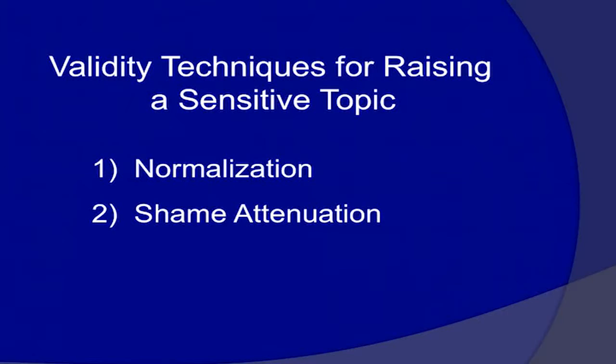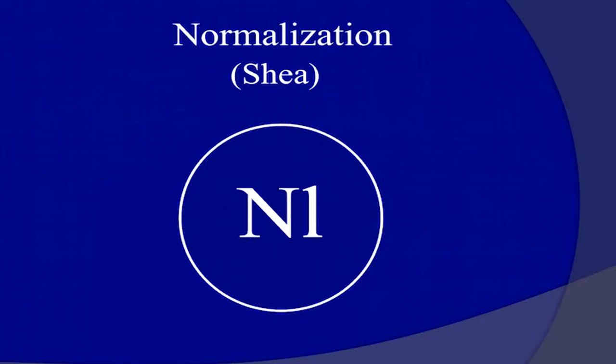The trick is, obviously, whether it's over a phone like we're doing or face-to-face, if you have to raise something like incest or suicide, how do you do that in a way that the patient feels comfortable sharing with you? Well, two validity techniques were developed to do just that: normalization and shame attenuation, and we're going to take a look at both of these.